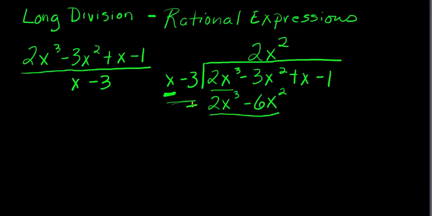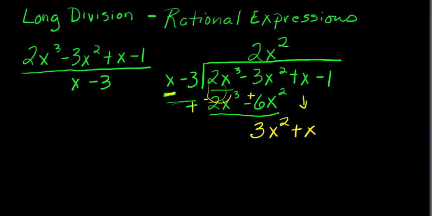To do that, I'm going to change this to addition and change both of these signs. So this would give us 0, and this part we'd have a negative 3x^2 plus 6x^2, which would give us 3x^2. Our next step is to bring down the next term, so there's a plus x, and we go through the whole process again.